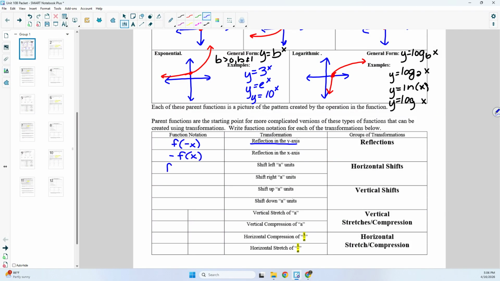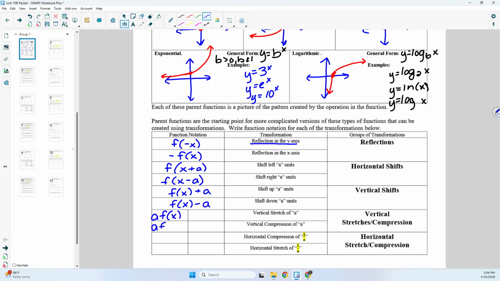When I shift left A and right A, that's where it works backwards. So I would assume left was negative, if I hadn't learned this before, but I know it's positive, and right is negative. When I go up and down, I put that change after my function. I'm adding or subtracting from the y, not from the x. Vertical stretches, I have this line down the middle, because a vertical stretch and compression have the same rule.